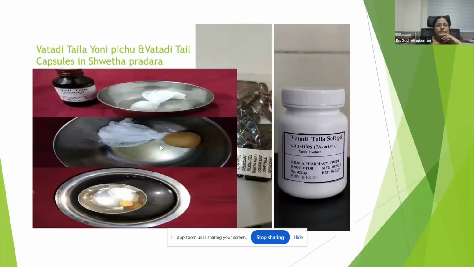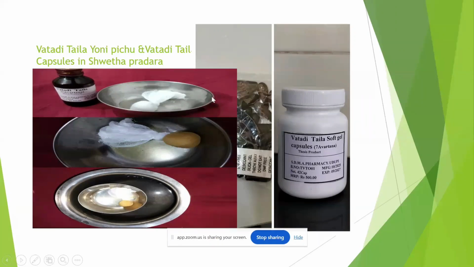So here we can see one of the theses which is done. This is the Vatadi Taila Yoni Pichu and the Vatadi Taila capsules which are given in the Shweta Pradhara. This is a thesis which is going on in our institution right now. What we have made is a modification.